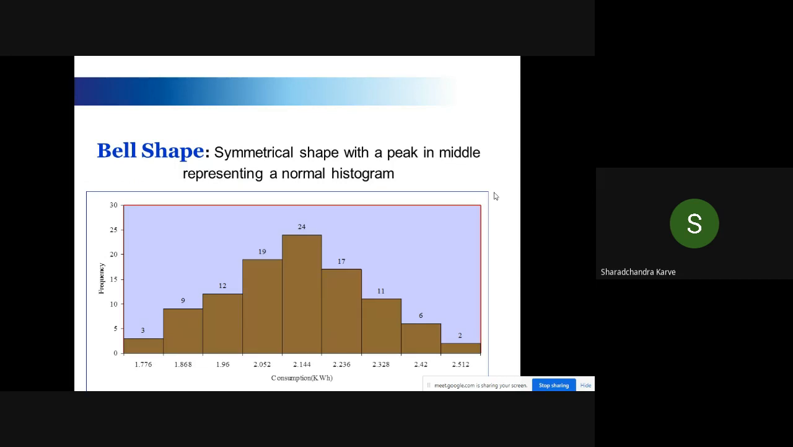Typically the bell shape histogram is the best histogram, which has a peak in the middle and goes smoothly on both sides. This is what is called a bell shaped histogram, which is also called normality in the process. So if my process is having bell shaped data, that means I say my data is normal. So next slide, please.